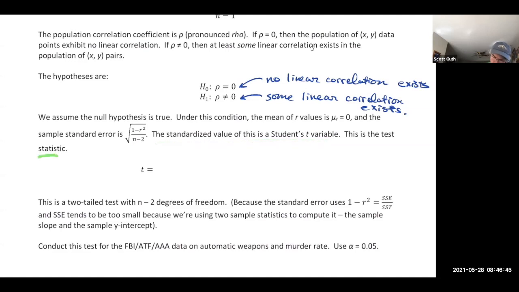So the test statistic is r minus the mean of r values over the standard error of r values. So the mean of r values is just rho, which is 0. And the standard error is this thing. So we can just rewrite the t statistic this way.